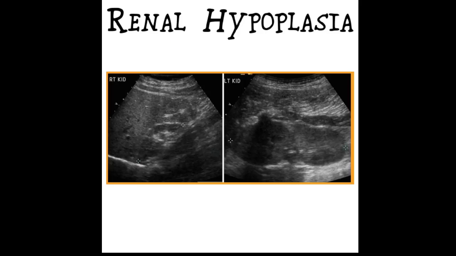So here's an example on ultrasound. We have a very tiny right kidney here, and we actually have a very normal sized looking left kidney. Again, the right kidney is just small. It looks completely normal. It's just on the smaller side.